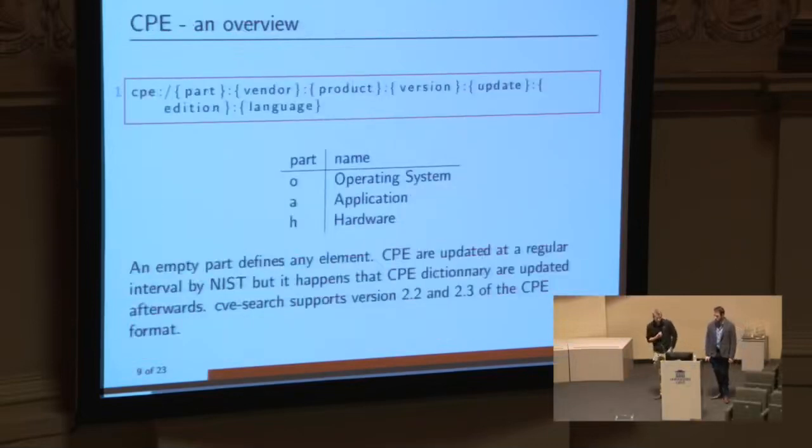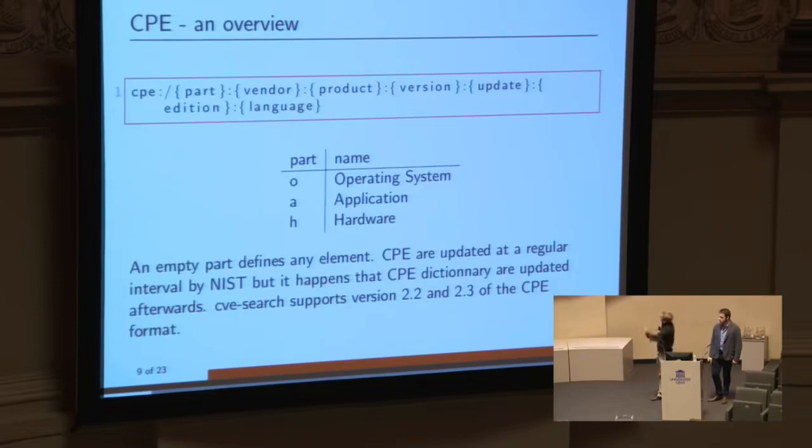So just for your information, what is CPE? CPE is statically formatted information that you can use for describing a software or an application whatsoever. It's designed by NIST. There are two versions, version 2.2 and 2.3. We support both versions. This one is a description of version 2.2.